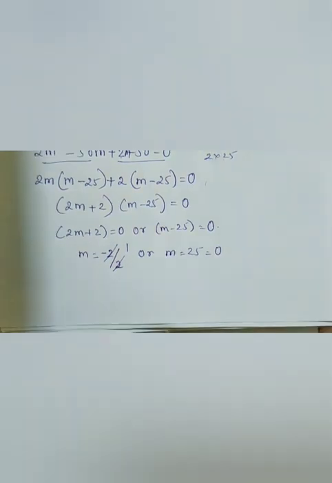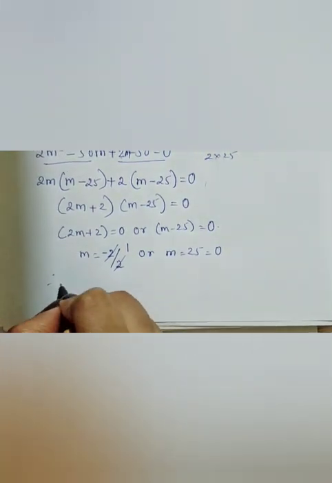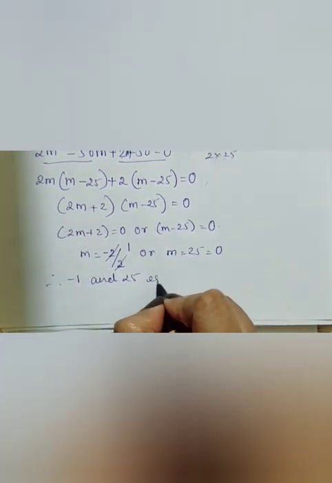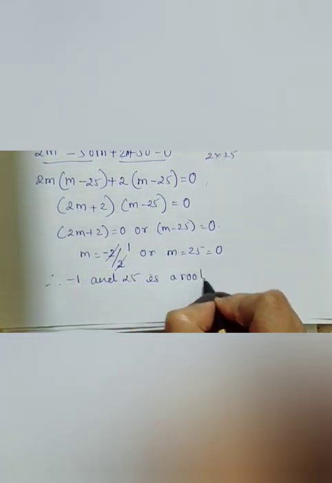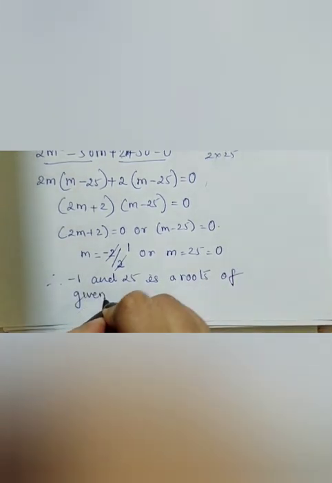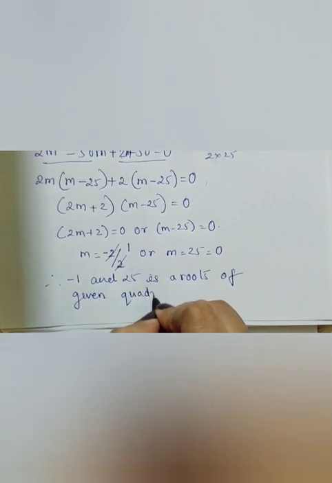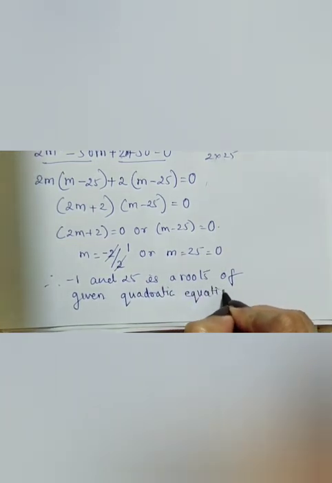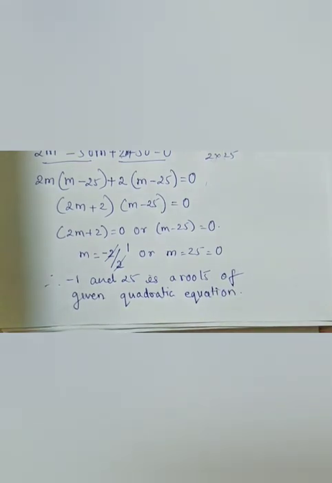Okay. Now we have to write here. Therefore minus 1 and 25 are roots of given quadratic equation. I hope you understood how to factorize the quadratic equation.